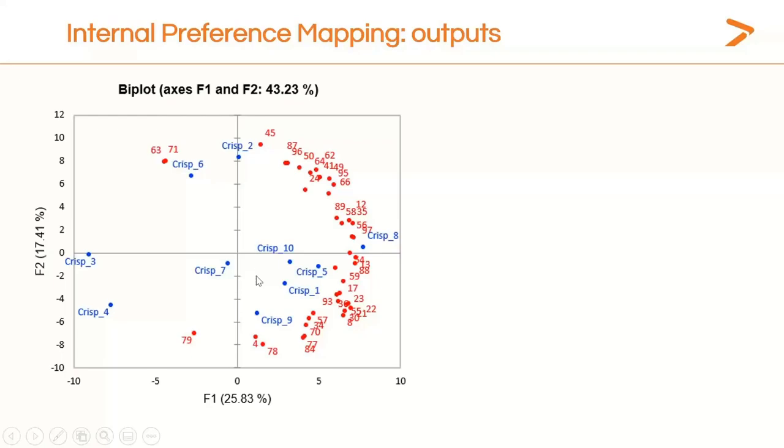This is how a PCA looks, okay? And this is actually an internal preference mapping. F1, the horizontal axis, is the first dimension of the PCA, the one that holds the maximum amount of information, and F2 is the vertical axis. Together, F1 and F2 summarize 43% of the information from the initial data set. So there's still some amount of information which is not captured by F1 and F2.